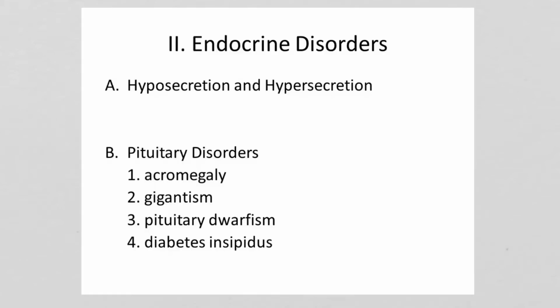So let's take a look at the outline. I have at the top here Roman numeral 2. This really should be Roman numeral 1, but these were from an older presentation where this was the second topic. So the topic here is Roman numeral 1, endocrine disorders. We'll take a look at one gland at a time. However, we'll start with just general hyposecretion and hypersecretion, and then we'll get into the pituitary and then the subsequent glands after that.